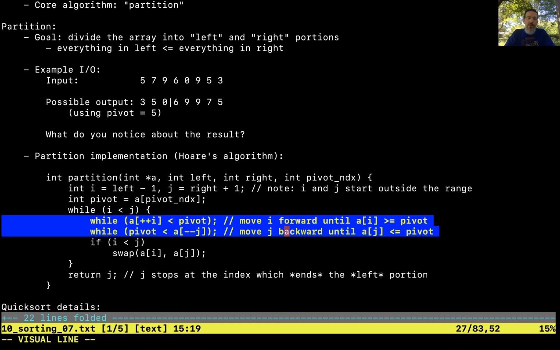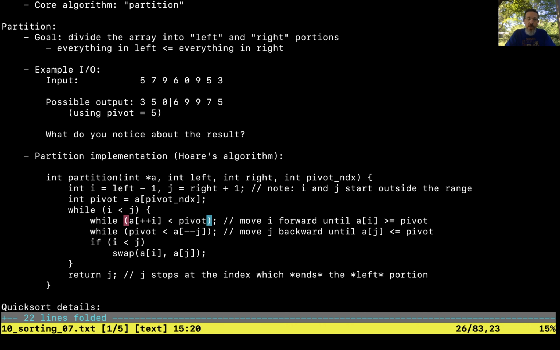We're going to have these two loops inside. This is the loop that marches i forward, and the next one is the loop that marches j backwards. Okay, and there's a lot going on here in these two loops. Notice several things. First of all, these are standalone while loops. Notice the semicolon after the closing parenthesis in both cases. So there's no body to this loop. The only thing that's going on is we're going to say, while this condition holds, keep executing.